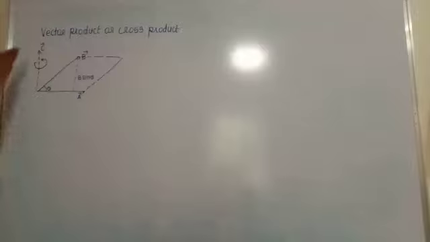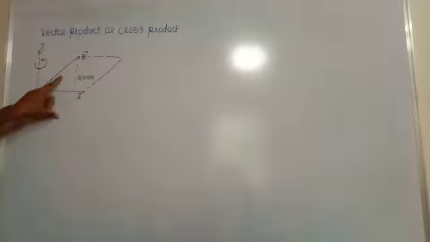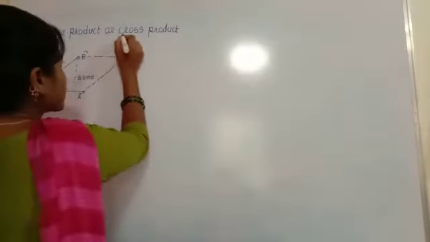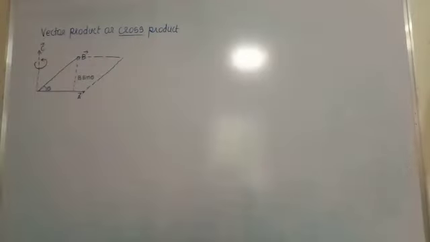The vector product, or cross product, of two vectors A and B is a vector quantity. That is why it is known as the cross product, that is, A cross B. Since this is a vector product, it is a vector quantity, read as vector A cross vector B.